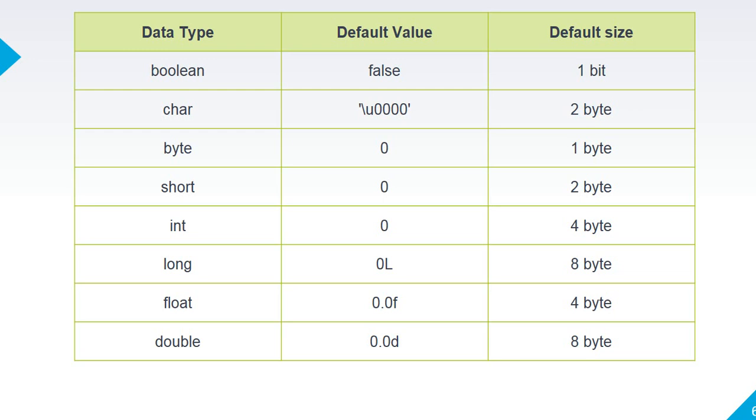Data types are also initialized to some default values when they are declared. Now this table describes the different primitive data types available in Java with the default values by which they are initialized when they are declared, and the default size, the memory size occupied by variables of different data types.